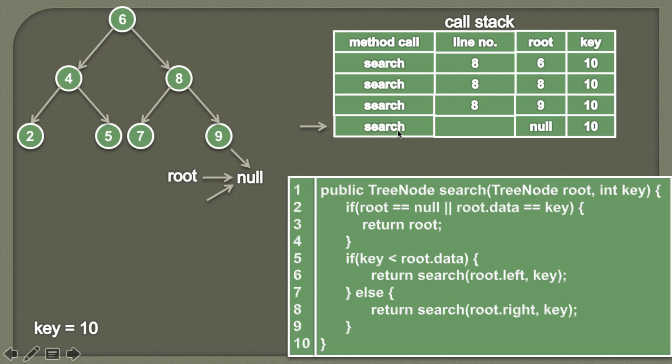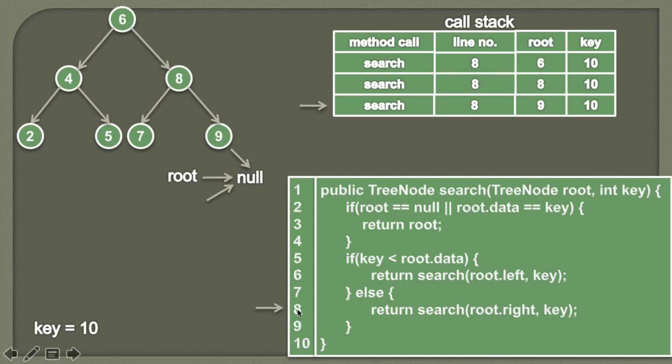So here this search method is executed completely. So it will be removed from the call stack and the execution point will reach to this search method. And we know that we had left this search method at line number 8. So we'll start our execution from line number 8. And when we had left this search method, root was pointing to 9. So therefore root will point to 9. Also friends, what we had returned from the previous search, which was nothing but null, we'll simply return null from this search method.